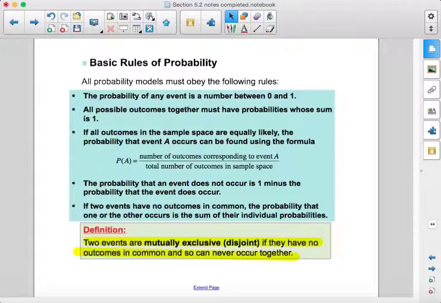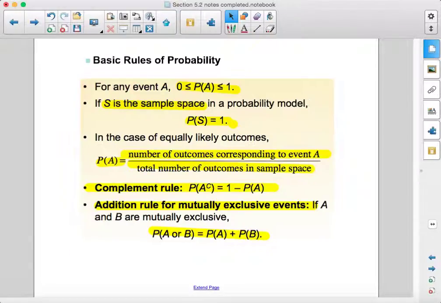However, rolling an even number and rolling a number greater than 4, those events are not mutually exclusive because they both include the outcome of 6. So the 5 basic probability rules you want to write down. First says the probability of any event is between 0 and 1.